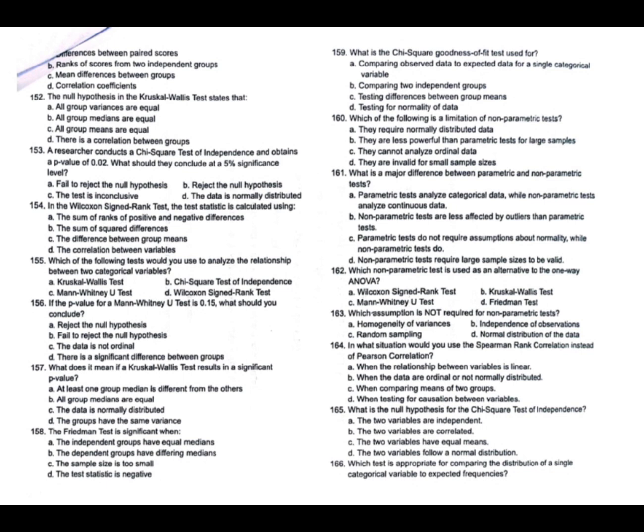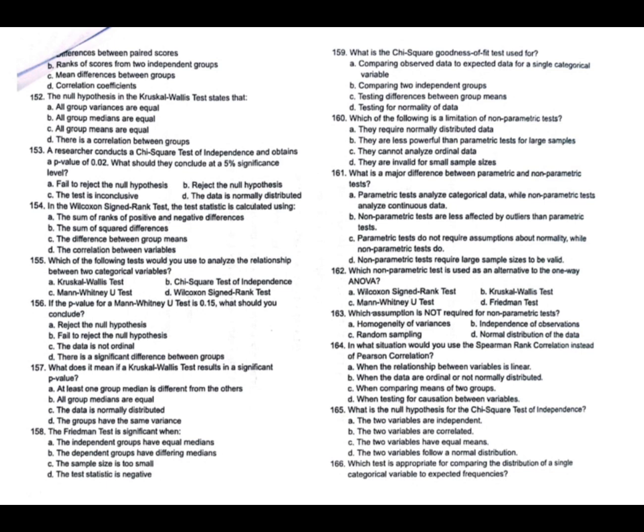Letter B. 157. What does it mean if a Kruskal-Wallis test results in a significant p-value? So, at least one group median is different from the others. Letter A. The Friedman test is significant when blank. It is significant when the dependent groups have big medians. Letter B. 159. What is the chi-squared goodness of fit test used for?